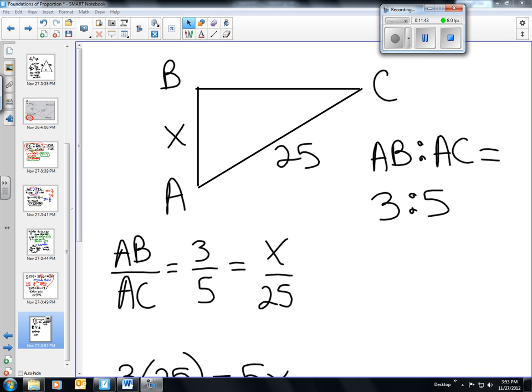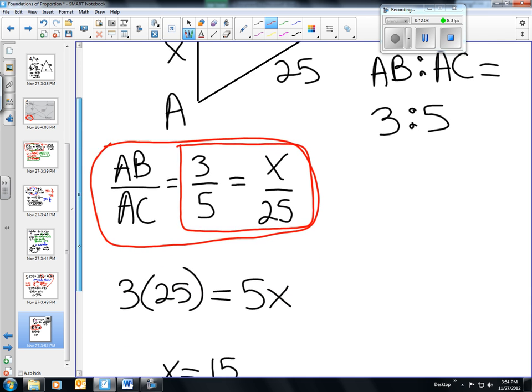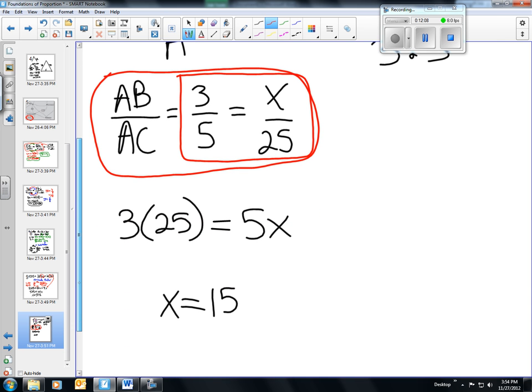Then the next example we're going to look at is dealing with an actual triangle here and similar and proportional sides of the triangle. So we're told that AB and AC have a ratio of 3 to 5. So we can write the following proportion here, and really this is the one that we're going to be using to solve for x in this case. And you can use the cross product method, which I show here. So 3 times 25 equals 5 times x, and you get x equals 15.